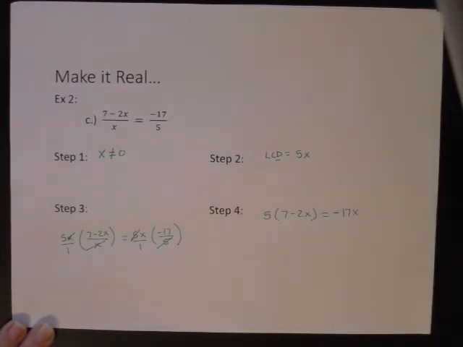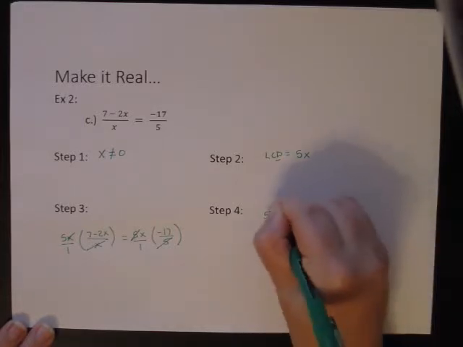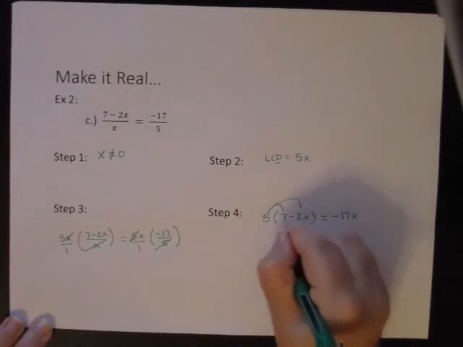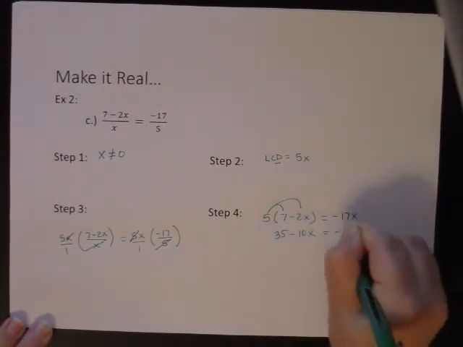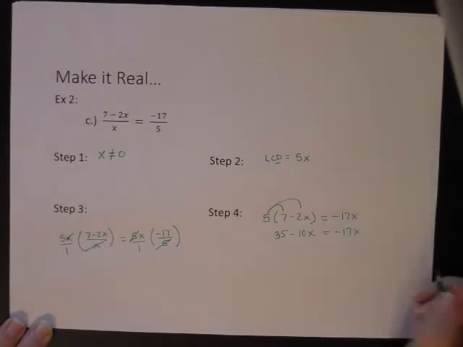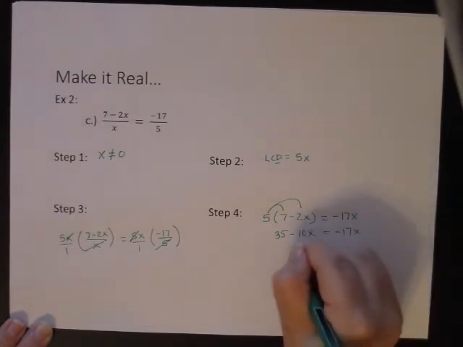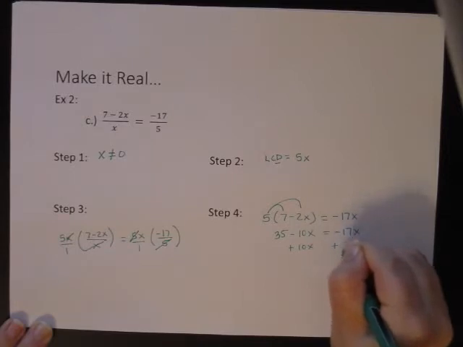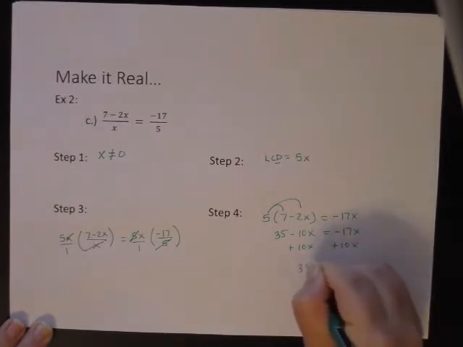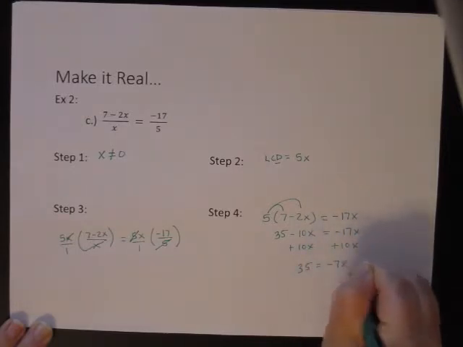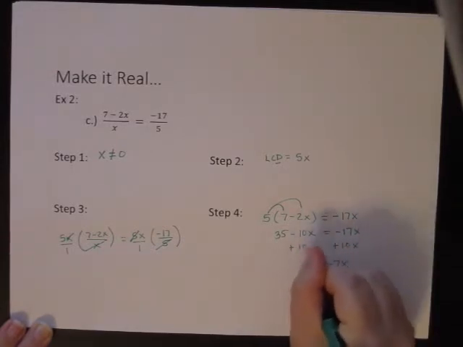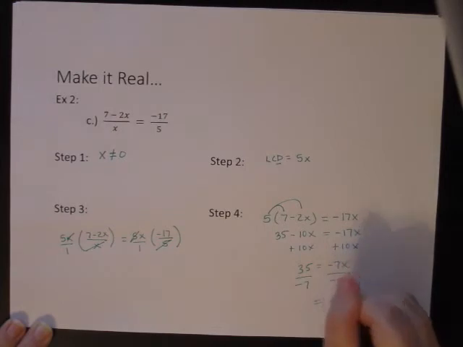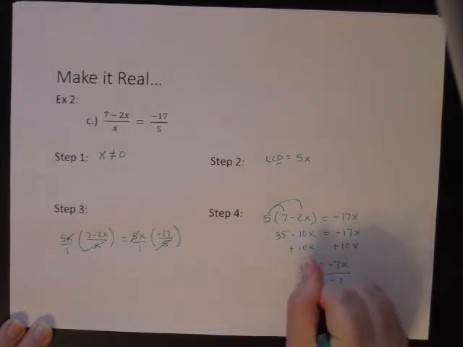Alright, so the next thing I do is clean it up. We're going to distribute this 5 to both terms, so 5 times 7 is 35, minus 10x equals negative 17x. Next I'm going to bring this 10x over, so I add 10x on both sides. So I get 35 equals negative 7x. And then the last thing I'm going to do is divide by negative 7. So I get x equaling negative 5.